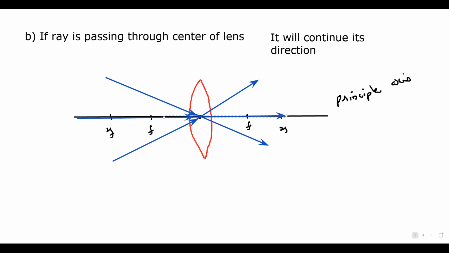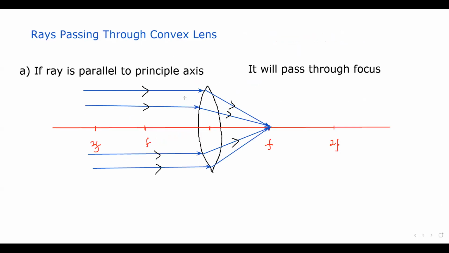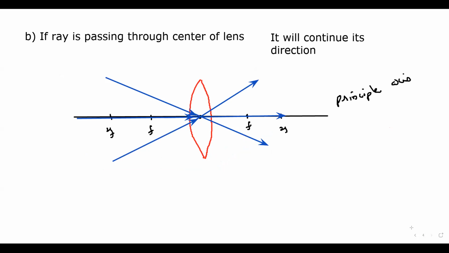So what was the first case? It was parallel. If the ray of the light is parallel to the principal axis, it will converge at focus. The second one, if the ray of the light is passing through the center of the lens, it will pass straight. It will continue its direction. It won't change the direction. It will pass straight. Why are we studying these ray diagrams? What is the reason for that? Because using these ray diagrams, you will be able to draw the image formed by a convex lens.